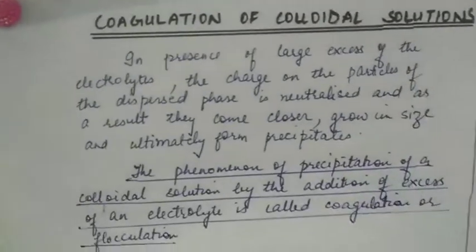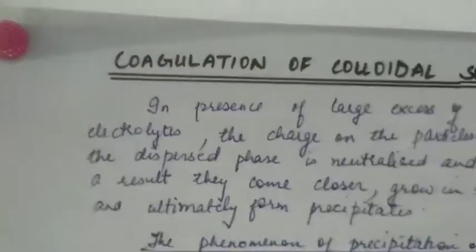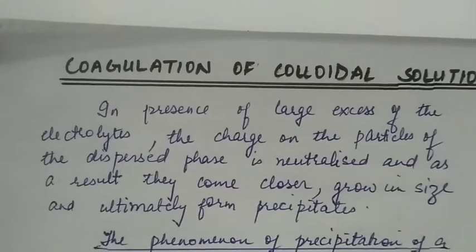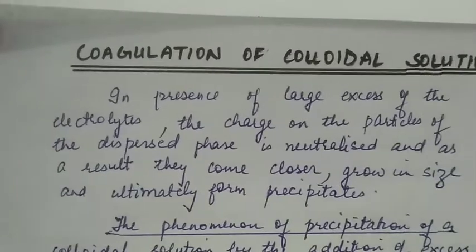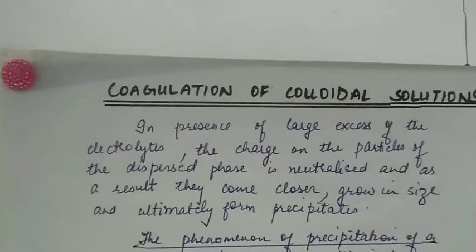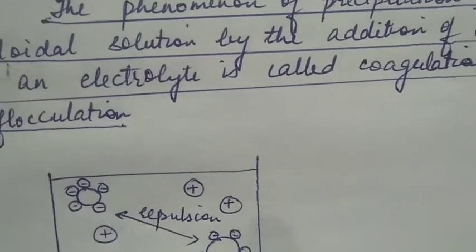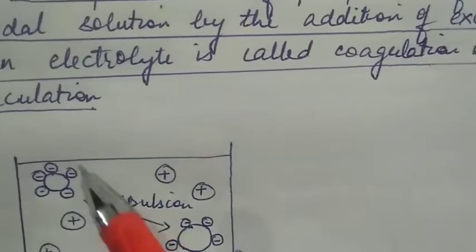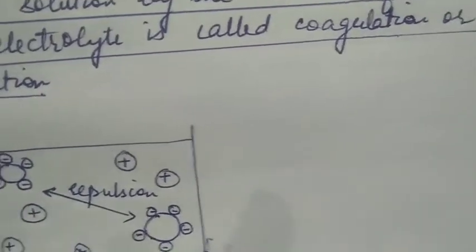Coagulation of colloidal solutions. In the presence of a large excess of electrolyte, the charge on the particles of the dispersed phase is neutralized, and as a result they come closer, grow in size, and ultimately form precipitates. A colloidal solution is basically stable because the colloidal particles have the same charges and they repel each other and remain in solution form and do not settle down.